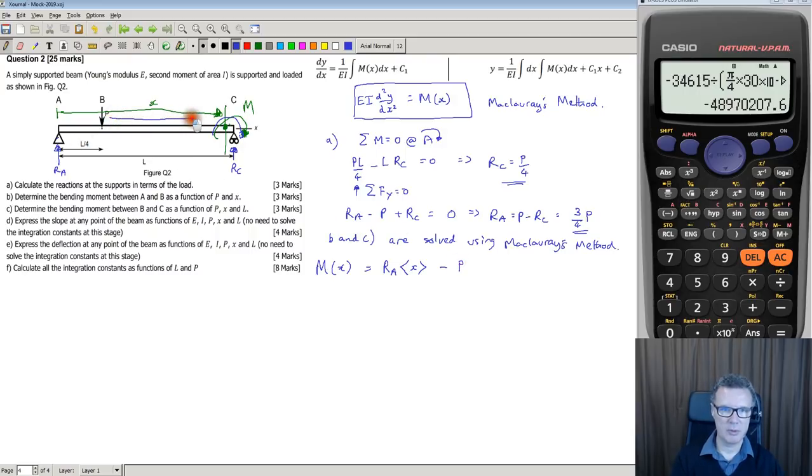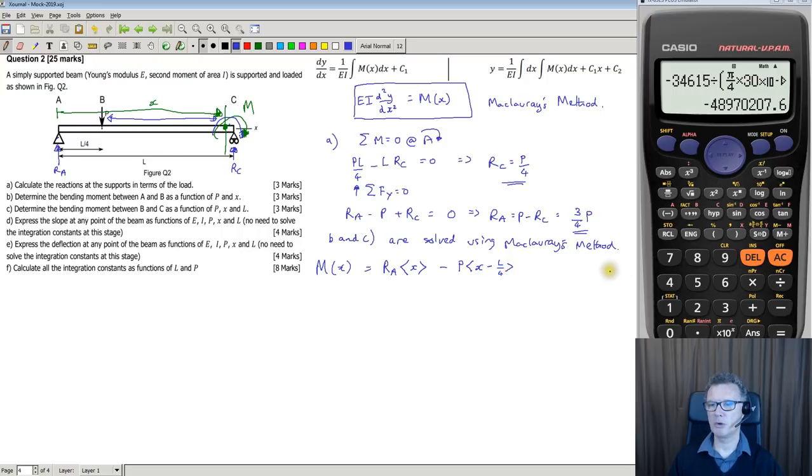Distance from here to here I need to measure. Well, I know that the distance from here to here is X, and we've got this distance here, L divided by 4, so we need to take off that distance. So we're going to have X take away L divided by 4.